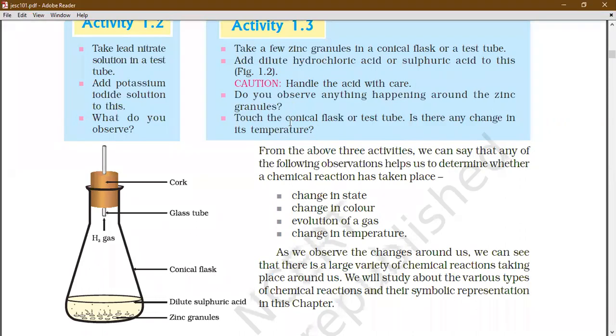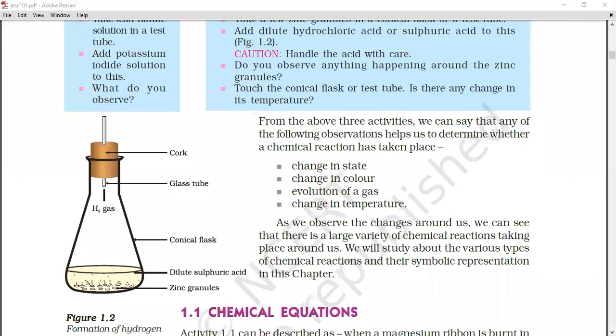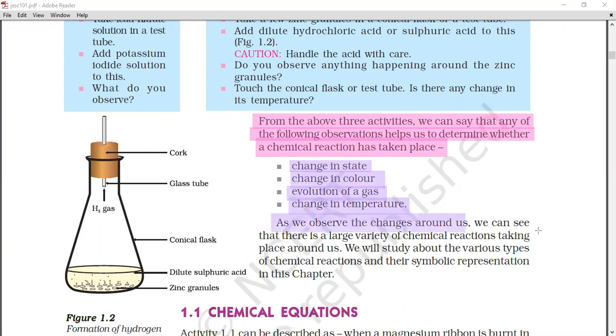So, from the above three activities, we can say that any of the following observations help us to determine whether a chemical reaction has taken place: change in state, change in color, evolution of gas, change in temperature. So as we observe the changes around us, we can see that there is a large variety of chemical reactions taking place around us. We will study about the various types of chemical reactions and their symbolic representation in this chapter.